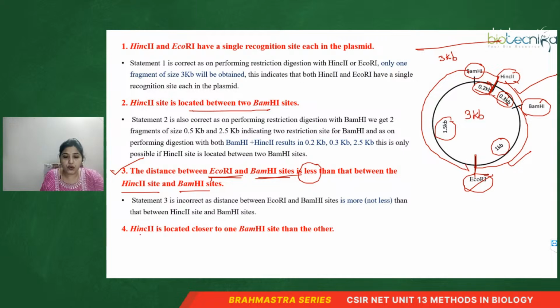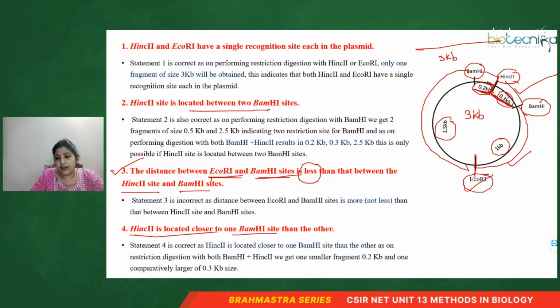Let's check option 4 also, which says HINC2 is located closer to one BAM-H1 site than the other. This is absolutely correct because you can see this HINC2 site to this BAM-H1 is 0.2 kb. However, HINC2 to this BAM-H1 is 0.3 kb. So yes, they are not equal. HINC2 is located closer to one BAM-H1 than the other. Because the incorrect statement is asked here, the answer is option 3.